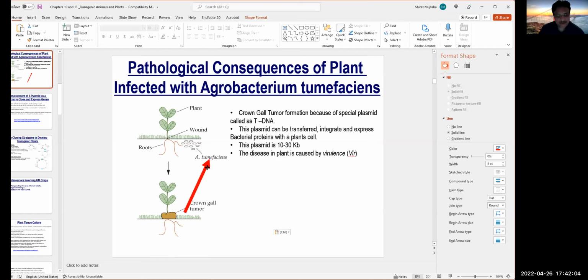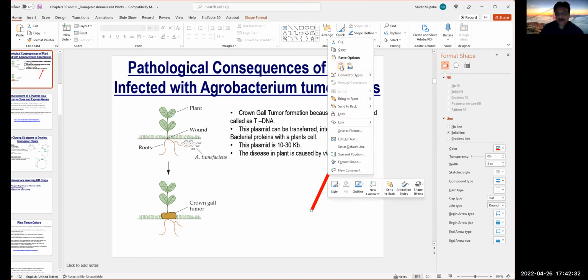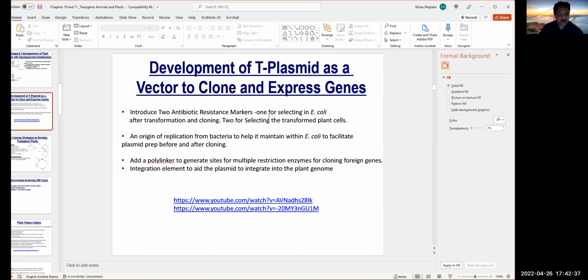But in this bacteria, scientists found that there is a plasmid called the T plasmid. This T plasmid has a tumor-inducing gene, right? Any gene that can cause a pathology, a disease, is called a virulence gene. This virulence gene is called VIR. VIR means virulence gene, right? So from this plasmid, the disease-causing genes can be removed, and they can be replaced by genes which will help the plant. Right?